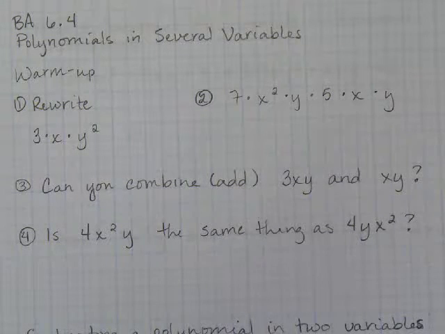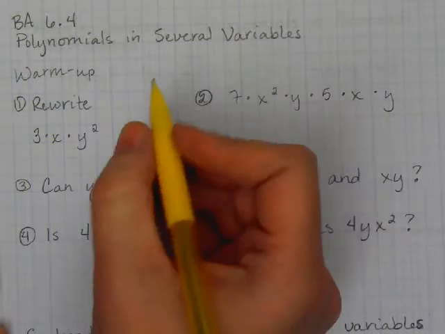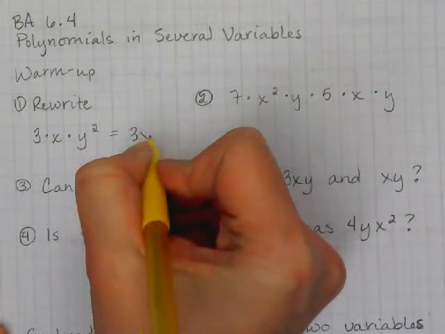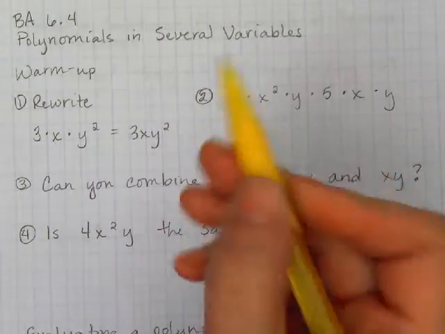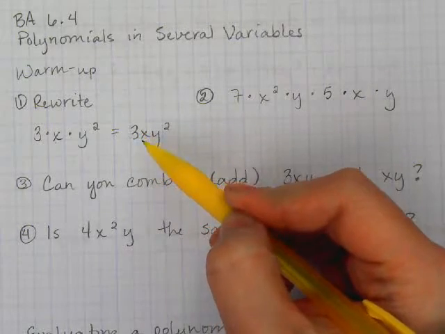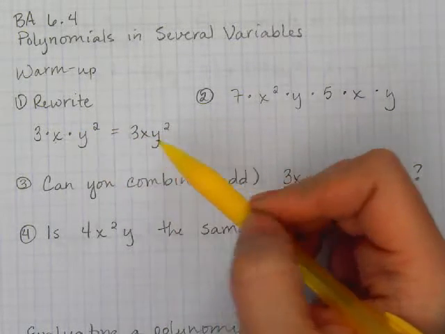Okay, so if I have 3 times x times y squared, are those little times dots actually necessary? Is 3x the same thing as 3 times x? What do you think? Is 3x the same as 3 times x? Yeah, that's the same thing. So this is really just 3xy squared. So what I want you to understand with this one is that 3xy squared is just 3 times x times y squared.